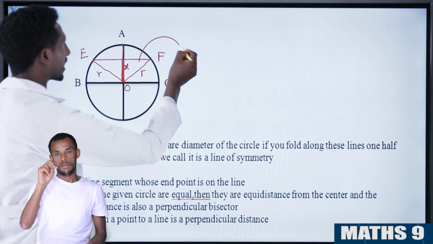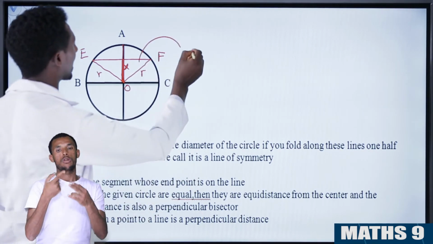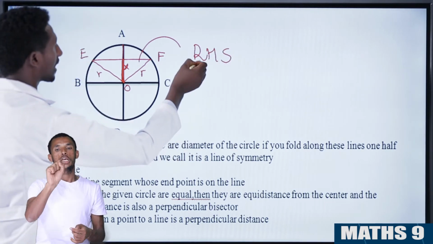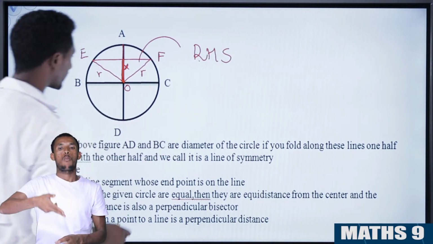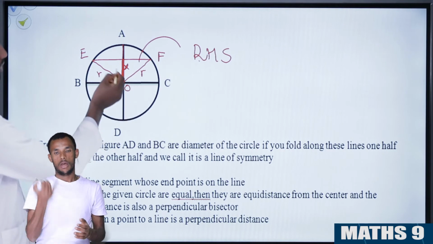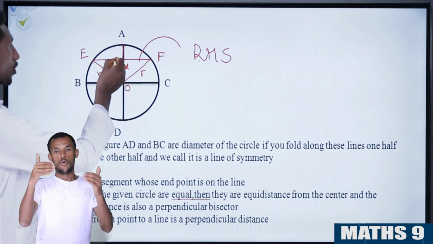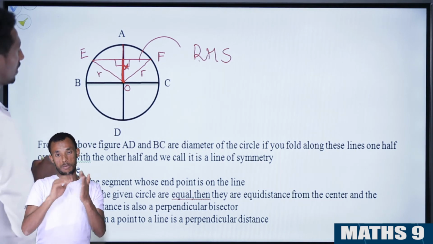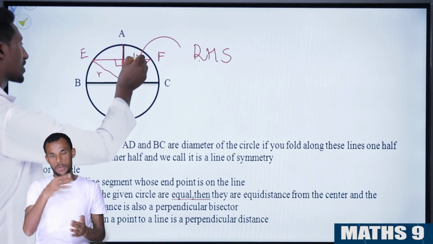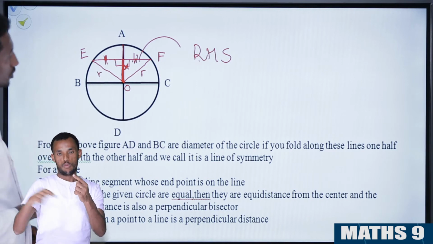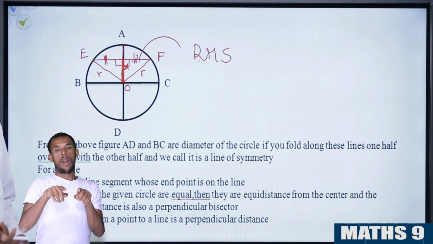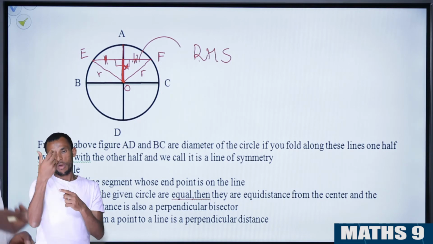You can even recall the idea of similarity. They are congruent by RHS, right angle hypotenuse side. So if they are congruent, the corresponding angles are also congruent. This is 90 degree, this one is 90 degree. And this side is congruent to this one. So the radius is a perpendicular bisector of any chord.